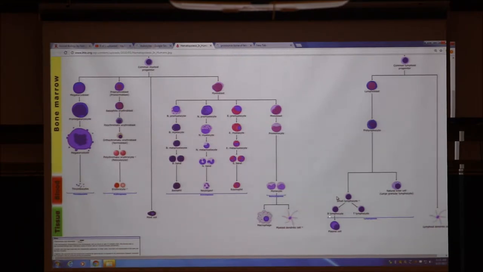And then here's one kicker. Once you differentiate, no matter where it is, you never can go back. So a plasma cell can't say, I'm done now, I'm going to go back to be a B cell. You never can go back. You differentiate, you do your job, and then you're spent.